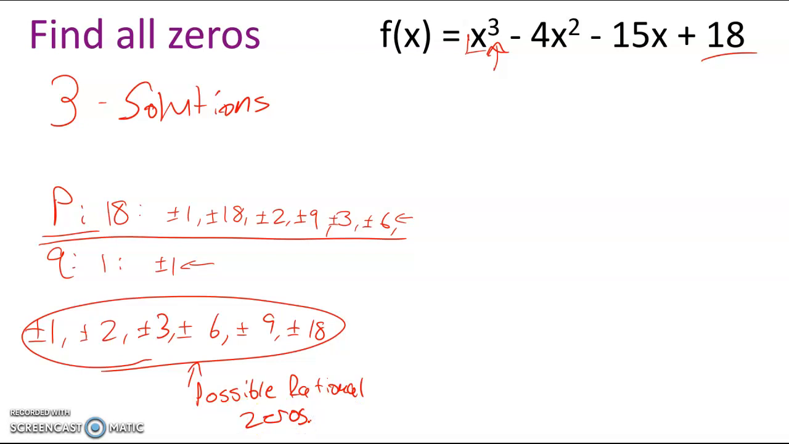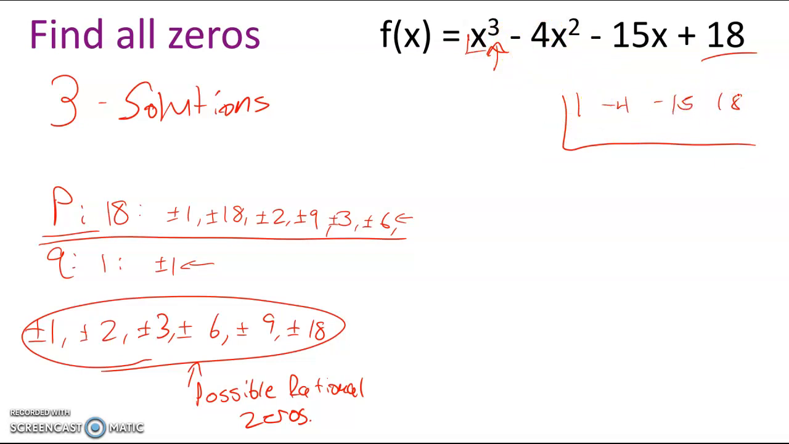I can still have an imaginary zero or an irrational zero, but these are the possible rational zeros. What we do next is plug this equation up here into synthetic division. So it'd be 1, -4, -15, and then 18.